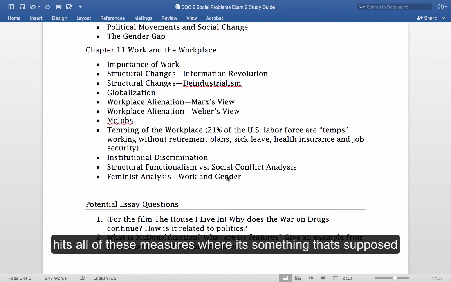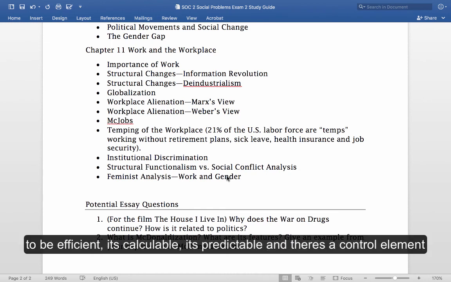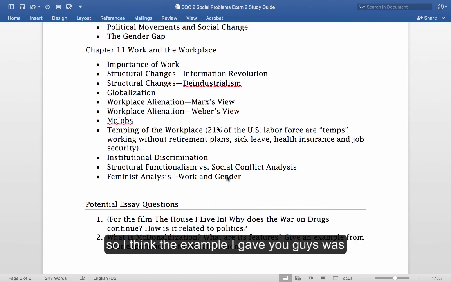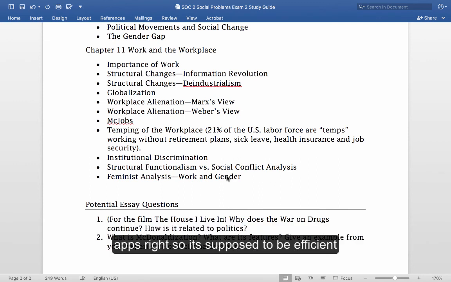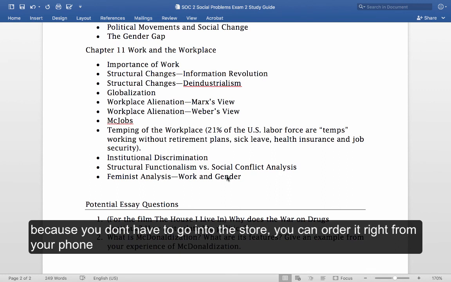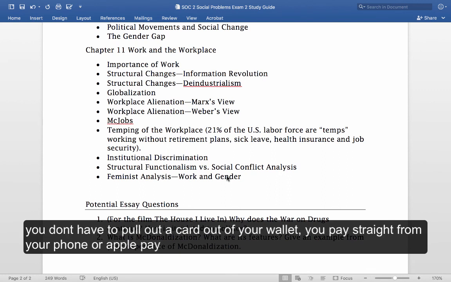So, what I'm looking for as far as an example is something that you've seen in your own life that hits all of these measures, where it's something that's supposed to be efficient, calculable, predictable, and there's a control element. The example I gave you guys, which I think is the best one I've gotten from students, is food ordering apps, right? It's supposed to be efficient because you don't have to go into the store. You can order right from your phone. You don't have to pull a card out of your wallet. You pay straight through your phone or Apple Pay or whatever it is.